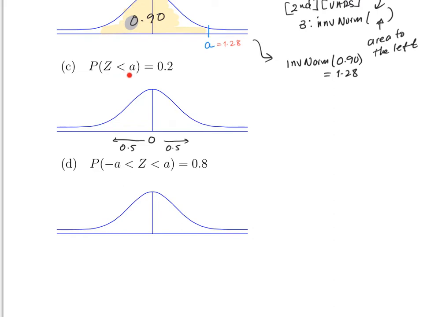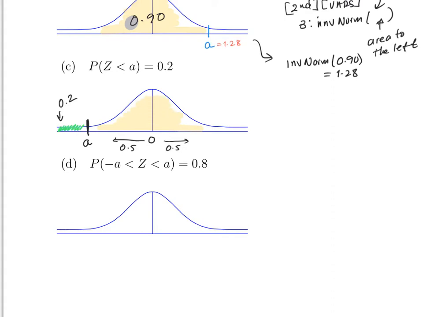If the area to the left is only 0.2, that means the value for A has to be here. It cannot be here, because if it is here, it will be more than 50%. Even being at 0 already gives you 50%. So the value for A has to be somewhere here, which means the green value equals 0.2. But remember, the table doesn't work with green values. The table works only with the yellow area.